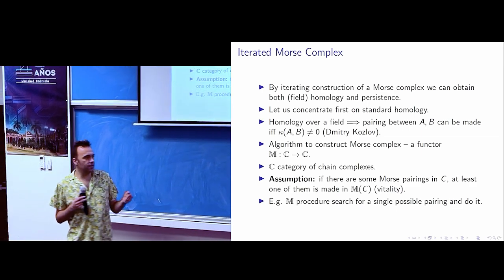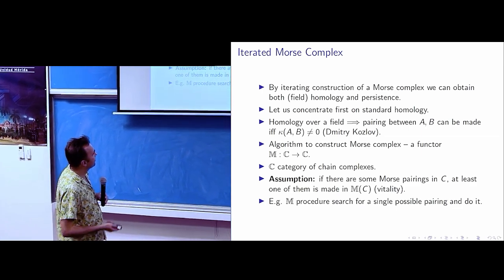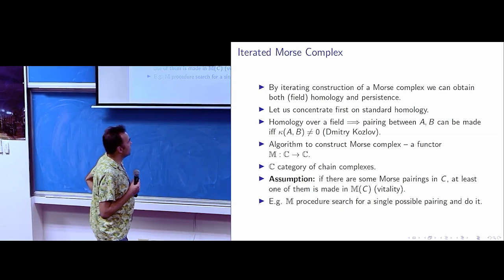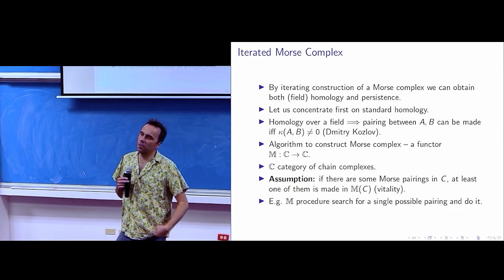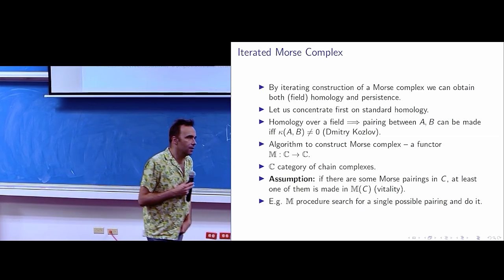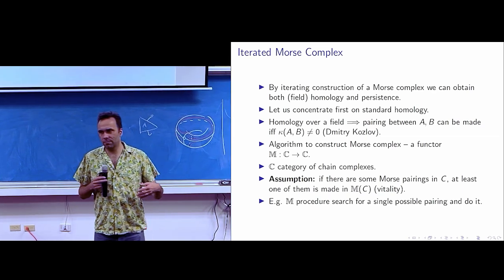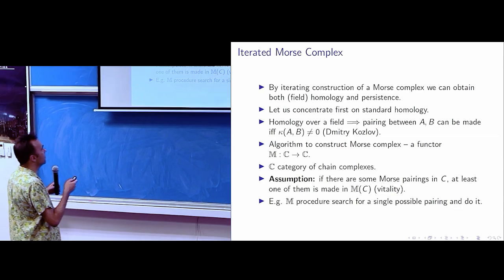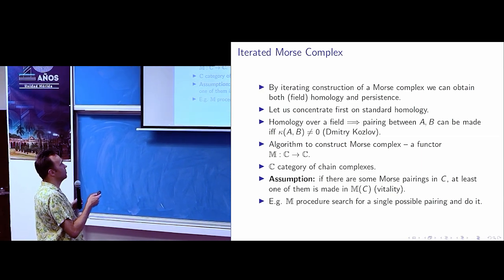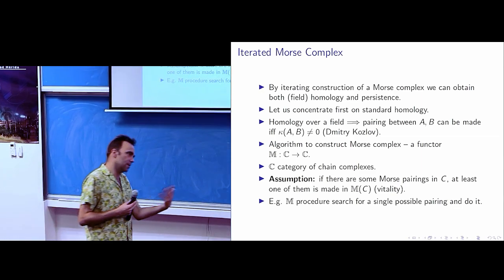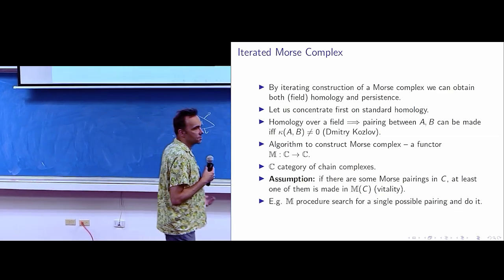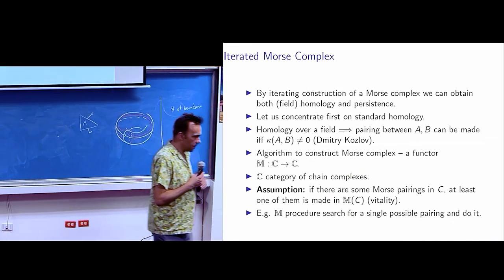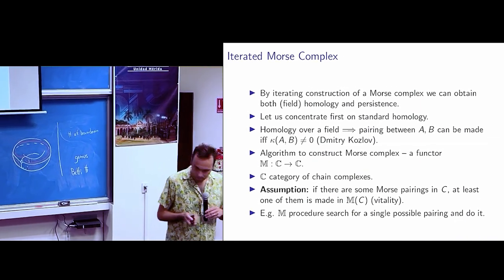So I want to iterate the algorithm with the assumption that if there is at least one possible pairing in my chain complex, then the algorithm will do this pairing. It's not difficult to figure out such an algorithm. An algorithm may just go through the cells, look if there are any pairs of cells with non-zero incidence coefficient, do the pairing, and then return the resulting complex. That's the simplest possible solution, which satisfies this assumption.